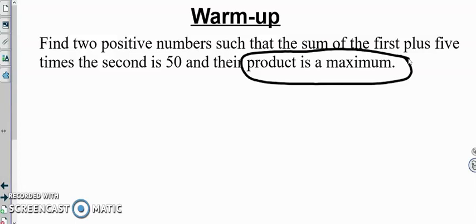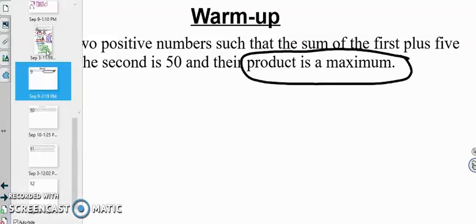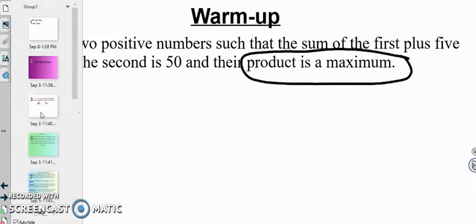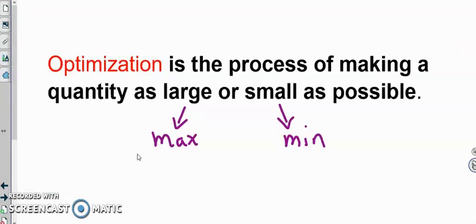So when we get to our steps and start trying to figure out what equation to create for step two, of seeing what's being optimized, we always look at that part because when it comes to optimization, we're either talking about maxes or mins. Let me go back to the slide that we originally talked about when we did optimization. Remember, optimization is trying to figure out what is the largest quantity or the smallest quantity. The largest quantity means we are trying to find the max. If it's the smallest quantity, we're trying to find the min.